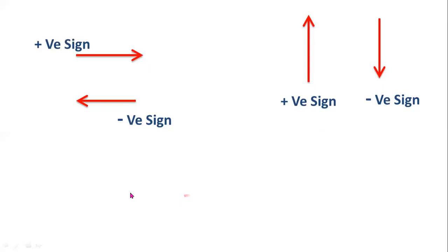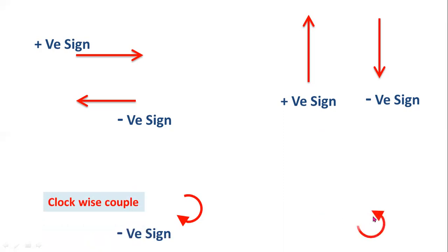Now for clockwise movement, you have to consider negative sign. For anti-clockwise movement, you have to consider positive sign. By using these sign conventions, you have to determine the unknown values.